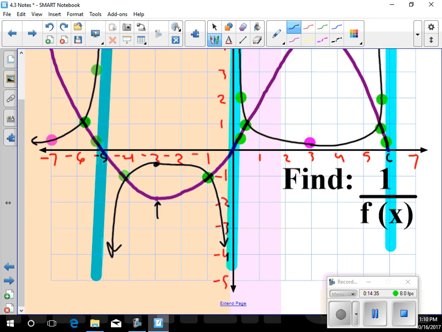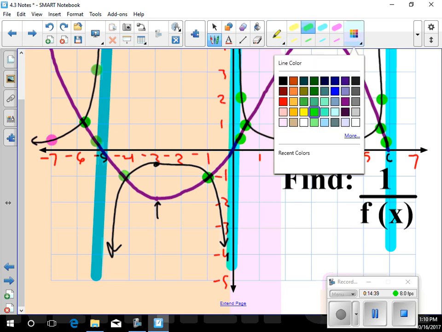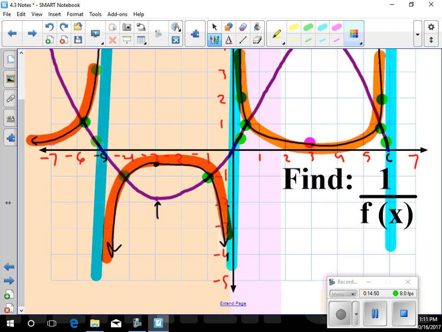So your reciprocal function, let's highlight this in something cool, like orange. Okay, your reciprocal function looks like this. And for those of you who are curious, doesn't this kind of look like the sine function, the original one? Its reciprocal is called the cosecant, and it's split up. Oh my gosh, is it fun? It's a good function.